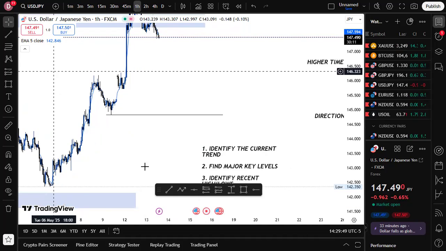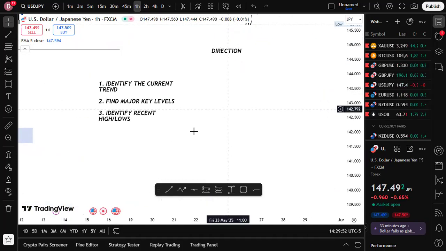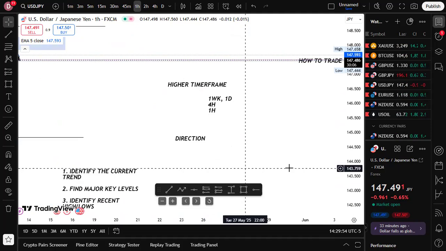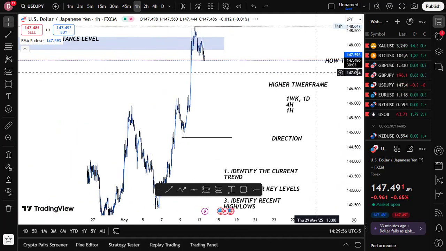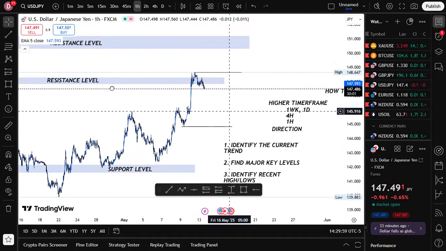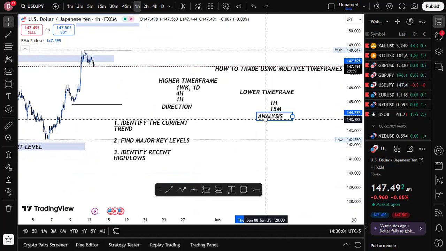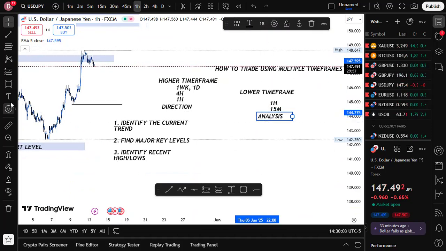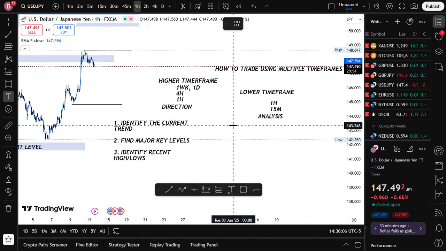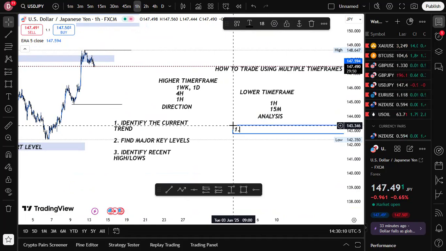Now, on this lower time frame, where you are doing your analysis from, there are also things under it that I need to list. When you're doing analysis, you need to scan for trading opportunities. So the first one is to scan for trading opportunities. Put that down.